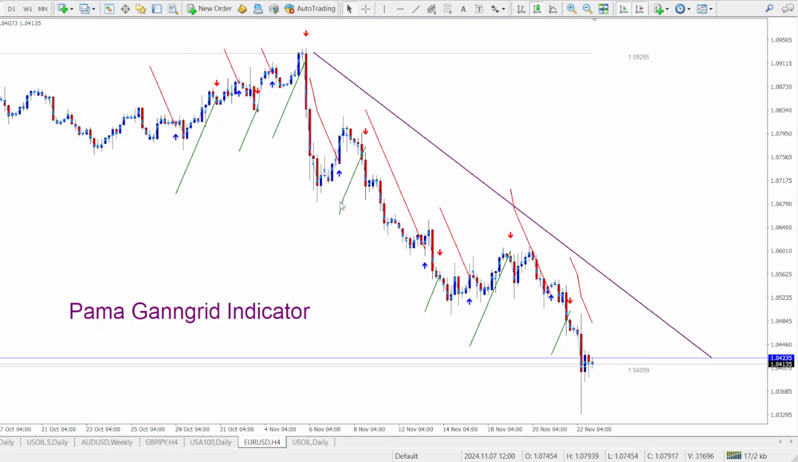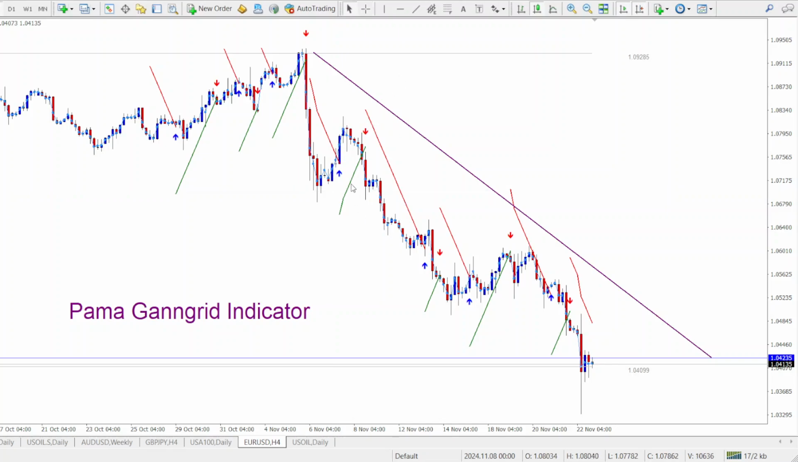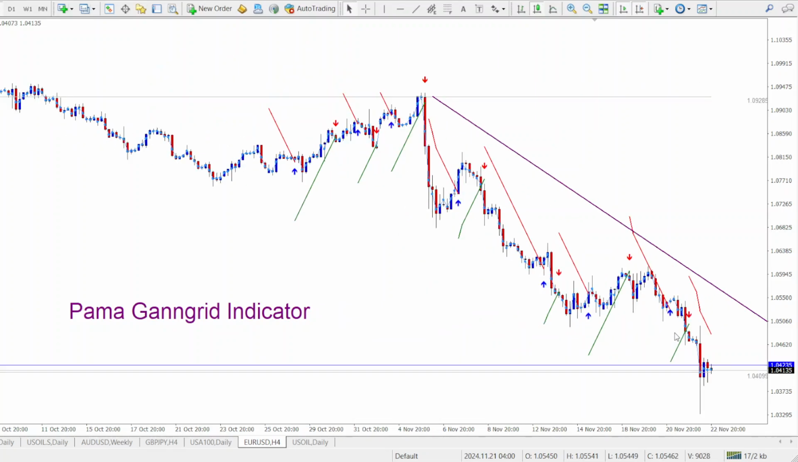In some situations, the pullback could be quite significant. As we can see, this pullback was over 110 pips. So the indicator identified that there was a significant buy move, even though it was just a pullback. But if you look generally at the length of the lines, you will figure out that the majority of the longer lines, the longest lines, were the red lines in this sell trend.